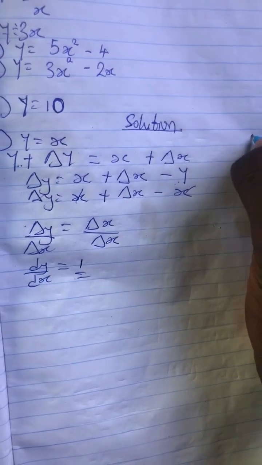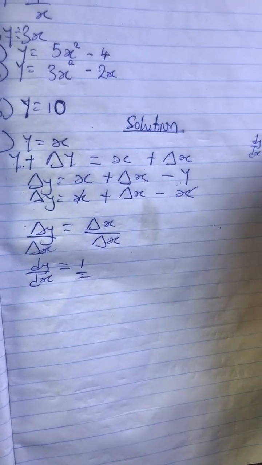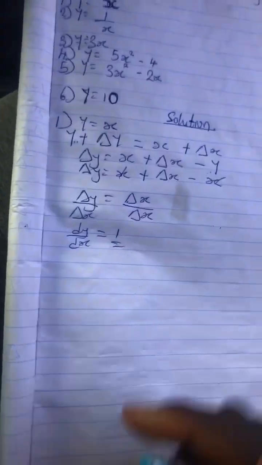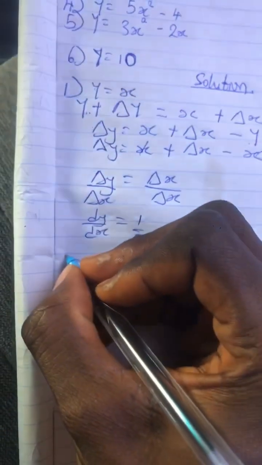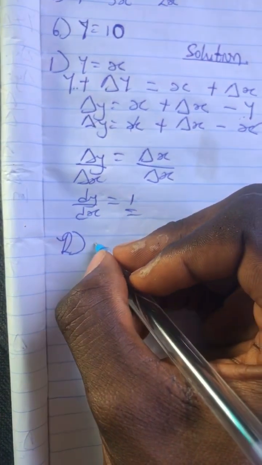But first, let's quickly confirm this using the general formula, which is dy dx equals n times x raised to power n minus 1. So dy dx of it is equal to x raised to power 1 minus 1, which is equal to x raised to power 0, which is equal to 1. So you are correct, you have to arrive at the same answer. Thank you. So let's move to the next one, and if you don't understand, feel free to back forward it.